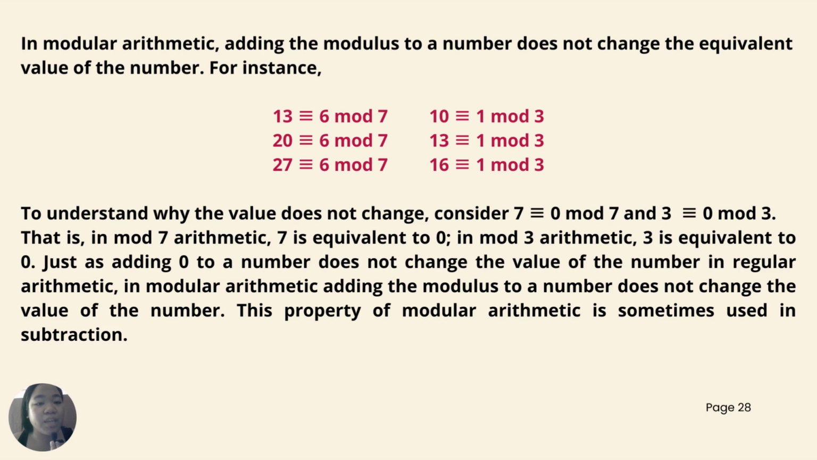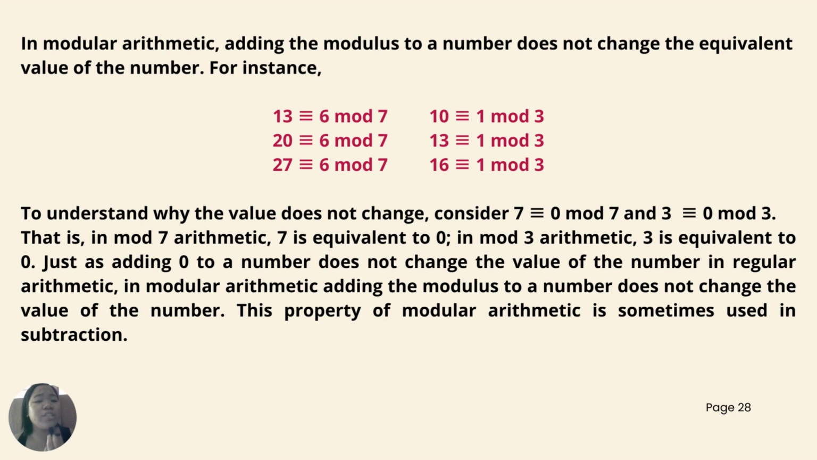In modular arithmetic, adding the modulus to a number does not change the equivalent value of the number. For instance, 13 is congruent to 6 mod 7. 20 is congruent to 6 mod 7. 27 is congruent to 6 mod 7. 10 is congruent to 1 mod 3, 13 is congruent to 1 mod 3, 16 is congruent to 1 mod 3.